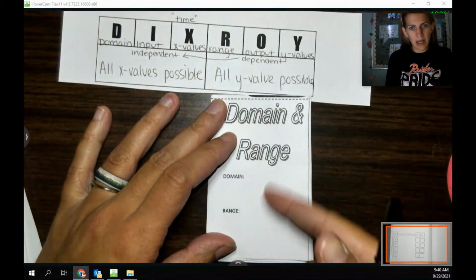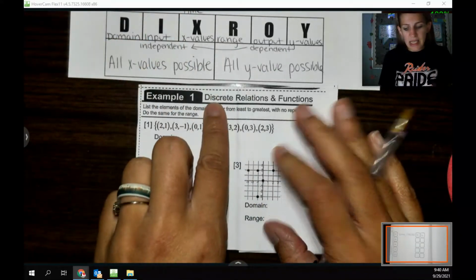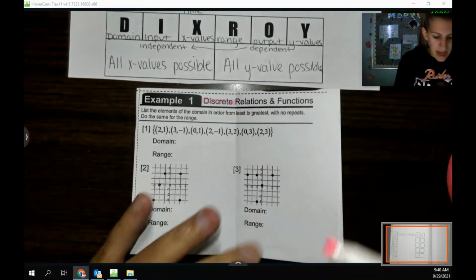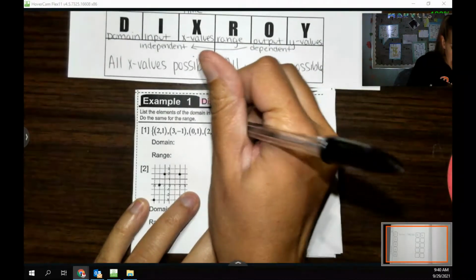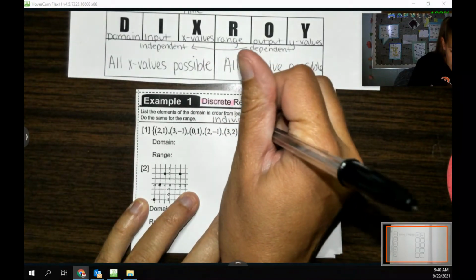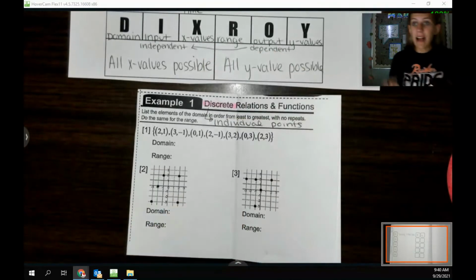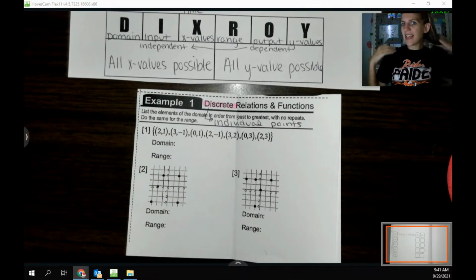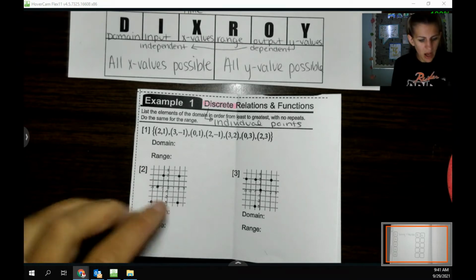So domain and range, again, we already said it, so I'm going to skip that. If we look at this first example, something that is discrete is pretty easy to find the range of, because what discrete means is individual points. Kind of like what we were dealing with yesterday, when I have a scatter plot, I have individual points. And so in that case, it's pretty easy to find our domain and range, because there's only a set amount. There's not a lot. So I can just list what they are.